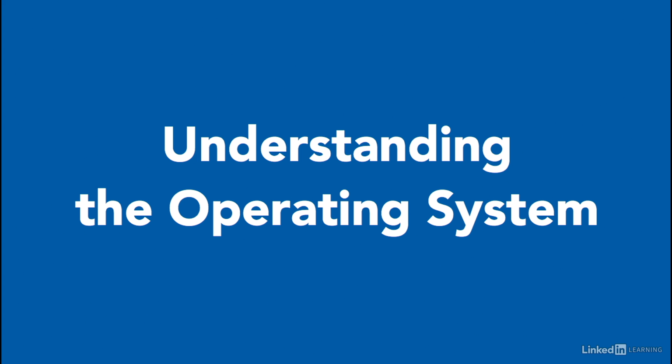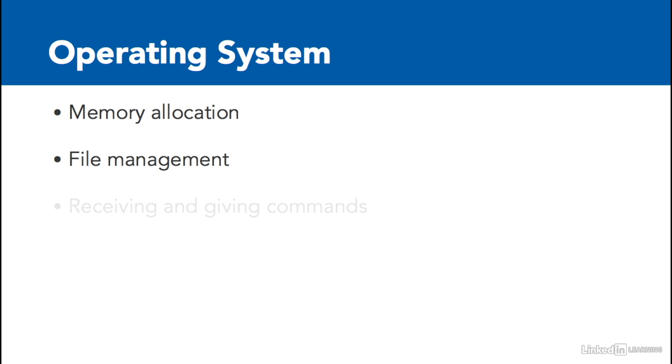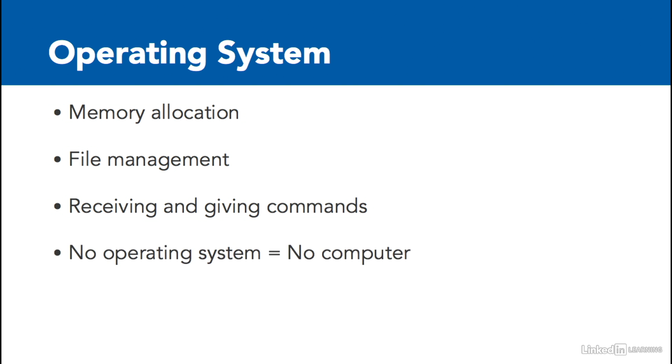It's the backbone of your computer and the most important program because it controls everything that goes in and out of your computer, from allocating memory to programs, to copying files from one drive to another, to receiving commands from your keyboard and mouse, to telling you the time of day. You can't have a computer without an operating system.